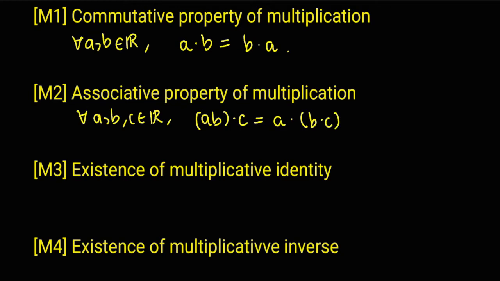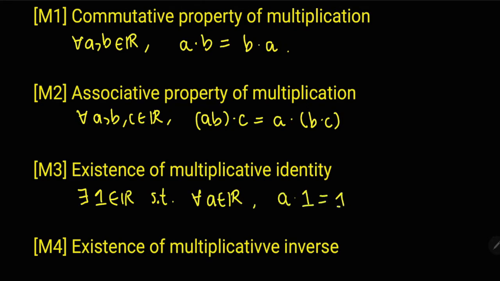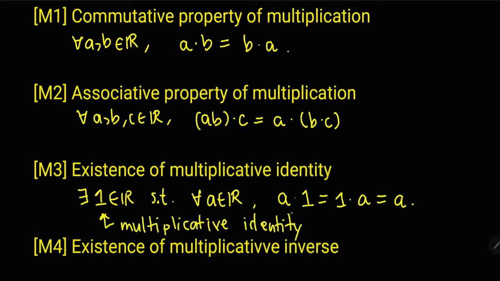The third property, existence of multiplicative identity, which we will call M3, states that in the set of real numbers, there exists a real number which we will call 1 such that it satisfies the following condition. For any real number a, we always have a times 1 is equal to 1 times a is equal to the value of a. 1 here is called the multiplicative identity. So any number, if you multiply it by 1, the result is the same number.